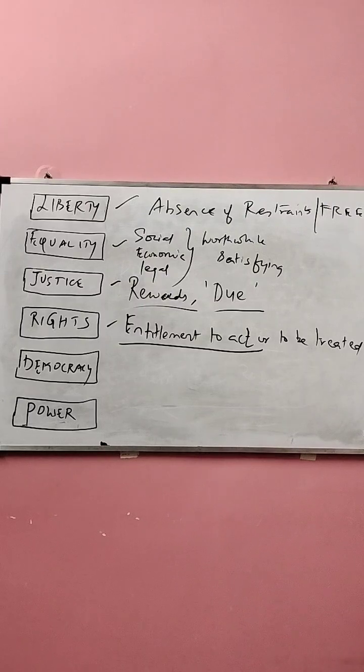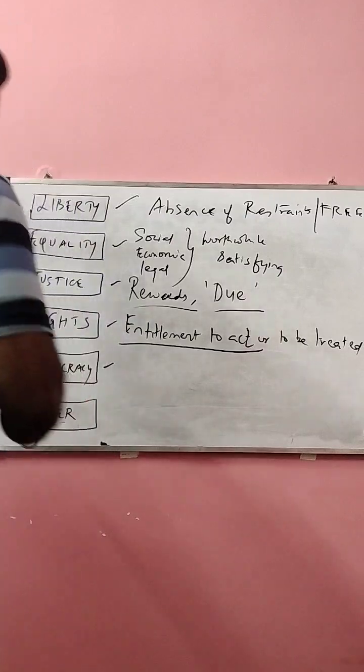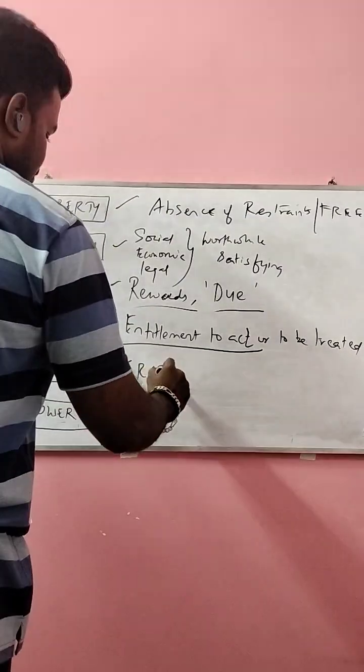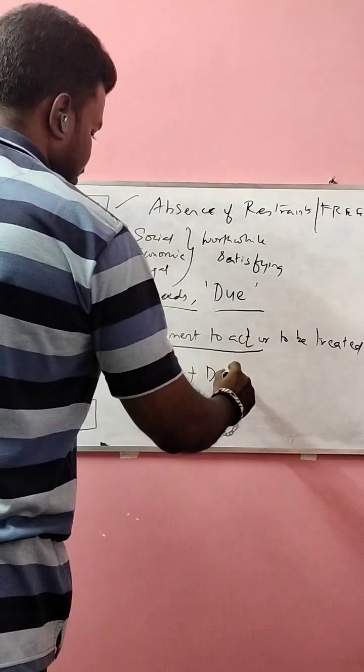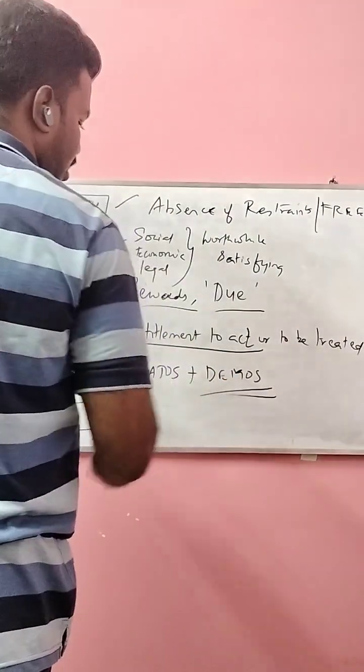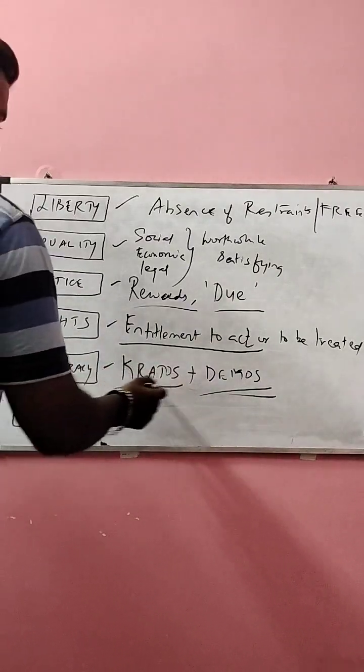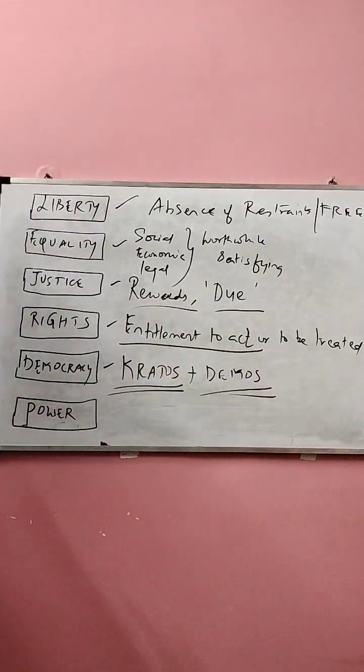Fifth concept is democracy. The term democracy is a combination of two words, kratos and demos. Demos means many or the people. Kratos means power. In simple words, democracy means rule by the people. A state governed by the will of the people is called a democratic state.